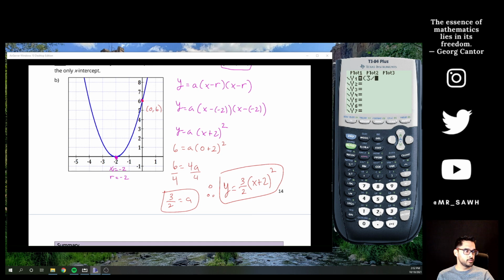So 3/2 x plus 2 squared, graph. Okay, there's basically the same picture. Let's find our y-intercept: when x is 0, y is 6, so that looks good. Find your vertex, which is a minimum, so option 3. We'll go left side of it, then right side of it. Enter, enter. There's your vertex at -2 and, well, basically 0.